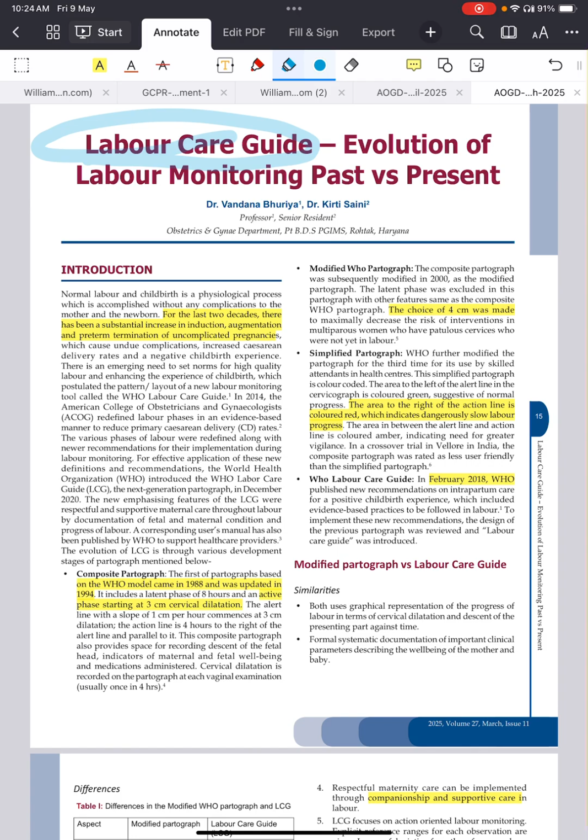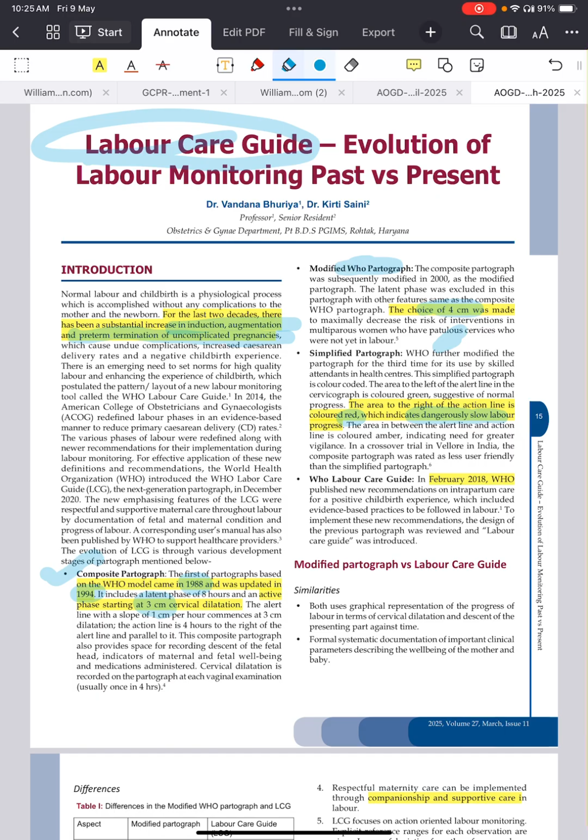In the last two decades, almost 20 years onwards, there has been an increase in induction, augmentation and preterm termination of uncomplicated pregnancy. The first partograph was given by WHO in 1988 and it was updated in 1994. In the first partograph, the cervical dilatation for the active phase was taken as 3 centimeter. Later, because of early interventions and more cesarean sections, they modified the WHO partograph and made the active phase start from 4 centimeter. They made a simplified partograph with a red action line. If the action line is red, that indicates dangerously slow labor progress, and then you should go for intervention.